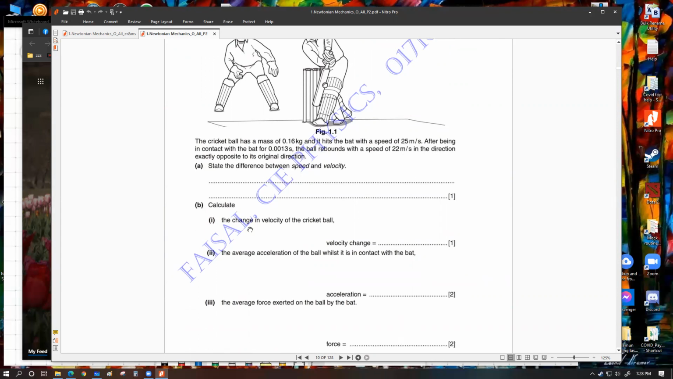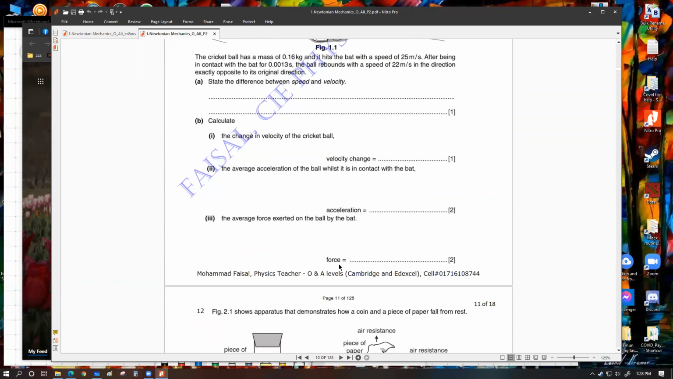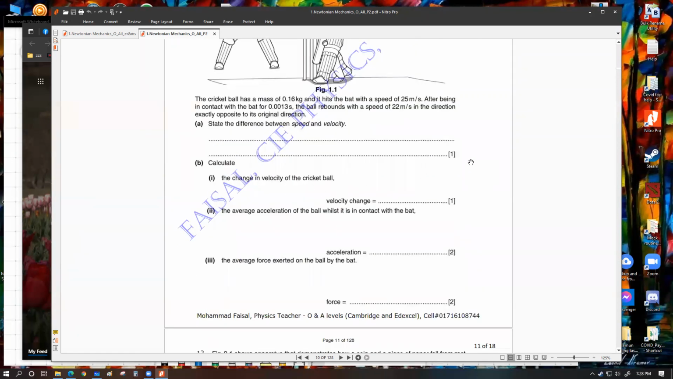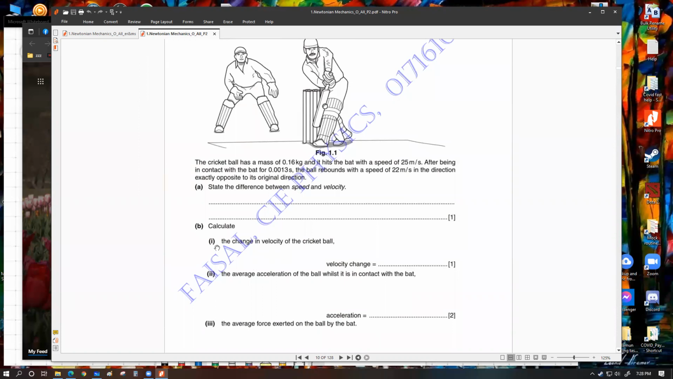Then it says calculate the change in the velocity of the cricket ball. So you have to write about the velocity change, the average acceleration of the ball whilst it is in contact with the bat. You have to find out the acceleration. Maybe you know the formula: acceleration is given by delta v over t. Then the average force exerted on the ball by the bat, and that's pretty much it. It's a very simple question, a 6 mark question. The key idea that is interesting for this whole question is the change in velocity of the cricket ball.